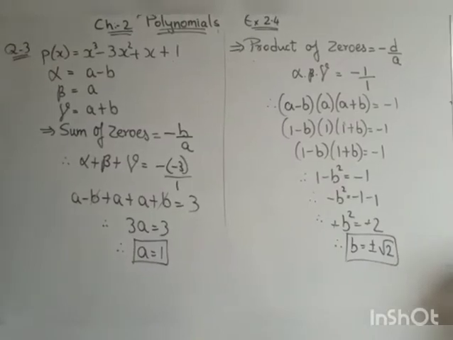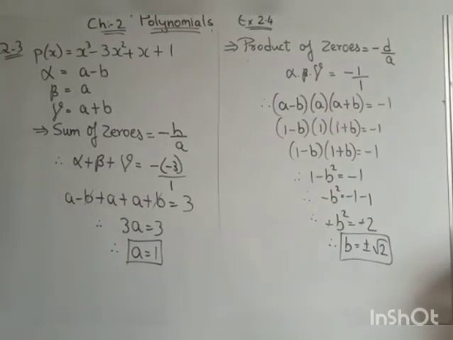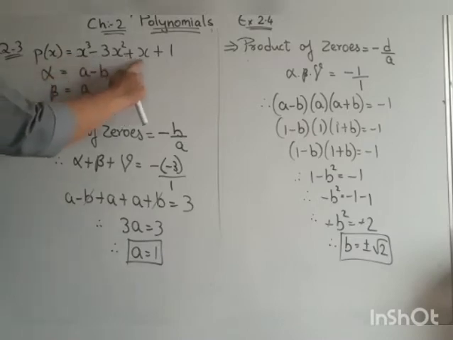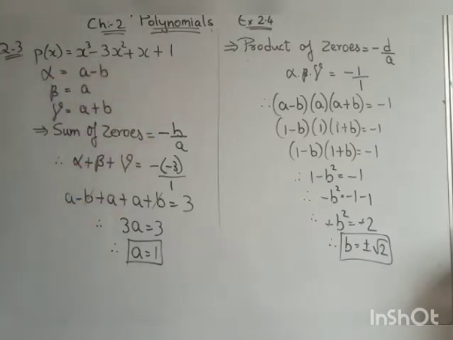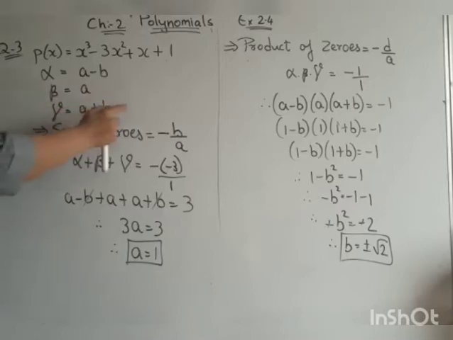Question number 3 is, if the zeros of the polynomial p of x is equal to x cube minus 3x square plus x plus 1 are a minus b, a and a plus b. Now children, I have already explained, zeros mean alpha, beta and gamma. Alpha is a minus b, beta is a and gamma is a plus b.